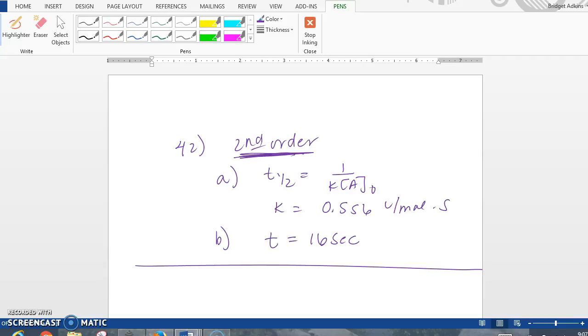All right, let's see. Does that wrap up? Yes, so that wraps up your 0 and second order kinetics homework. Check your work, see if you can figure out where you went wrong, if you did go wrong, and help your classmates if they need help.